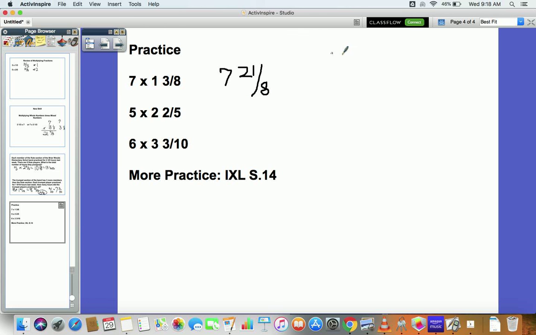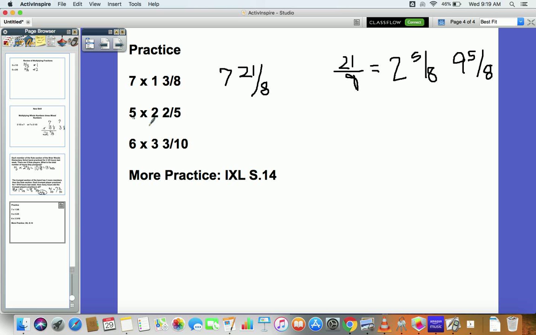Or if you want to change 21/8 into a mixed number, you can. So 21/8 would be equal to 8/8 would be 1, 16/8 would be 2. And if I've used 16 of these to make wholes, then how many more do I have left? I would have 5/8 more. So this 21/8 is equal to 2 5/8, so we'd have 7 plus 2 5/8 more. So that would be equal to 9 5/8 for the first one. But you could also have 7 21/8, that's fine too.